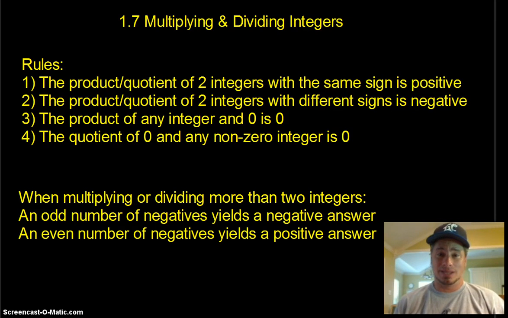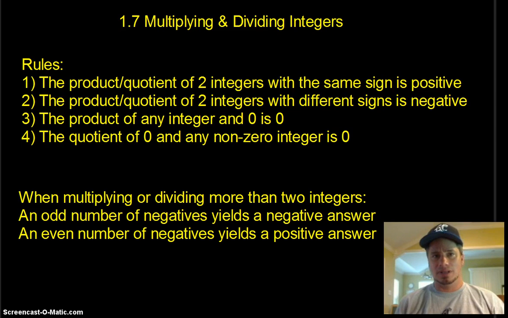The only way they can have different signs is one is positive and one is negative, so I get a negative answer for that. Number three, the product of any integer and zero is zero. That's pretty obvious. Zero times anything is zero. And then the quotient of 0 and any non-zero integer is 0.